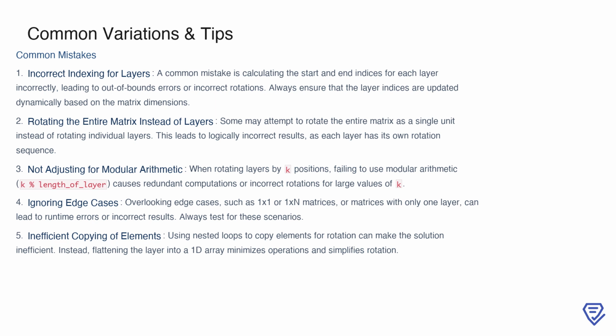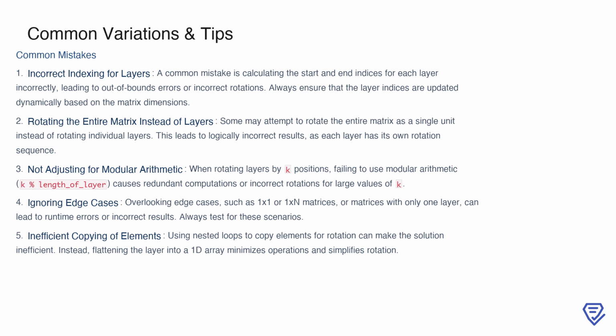Since grids can have varying dimensions, these indices need to be calculated dynamically, otherwise, you risk out-of-bounds errors or improper rotations. Another mistake is treating the entire matrix as a single unit and rotating it as such, rather than addressing each layer individually. Remember, each layer has its own rotation pattern, and mixing them up leads to incorrect results.